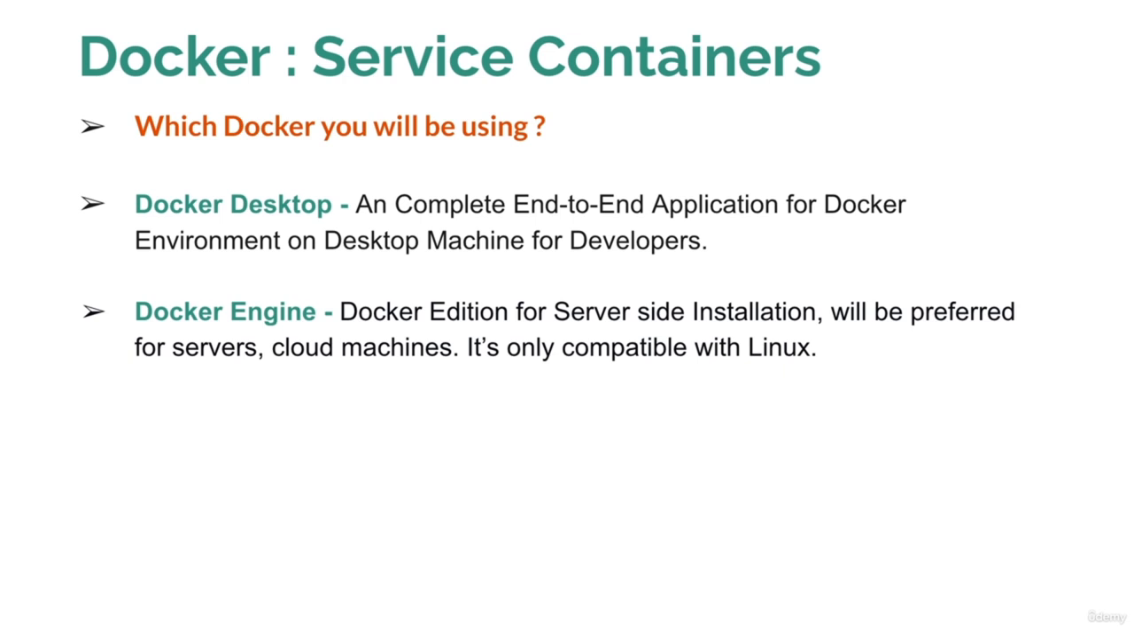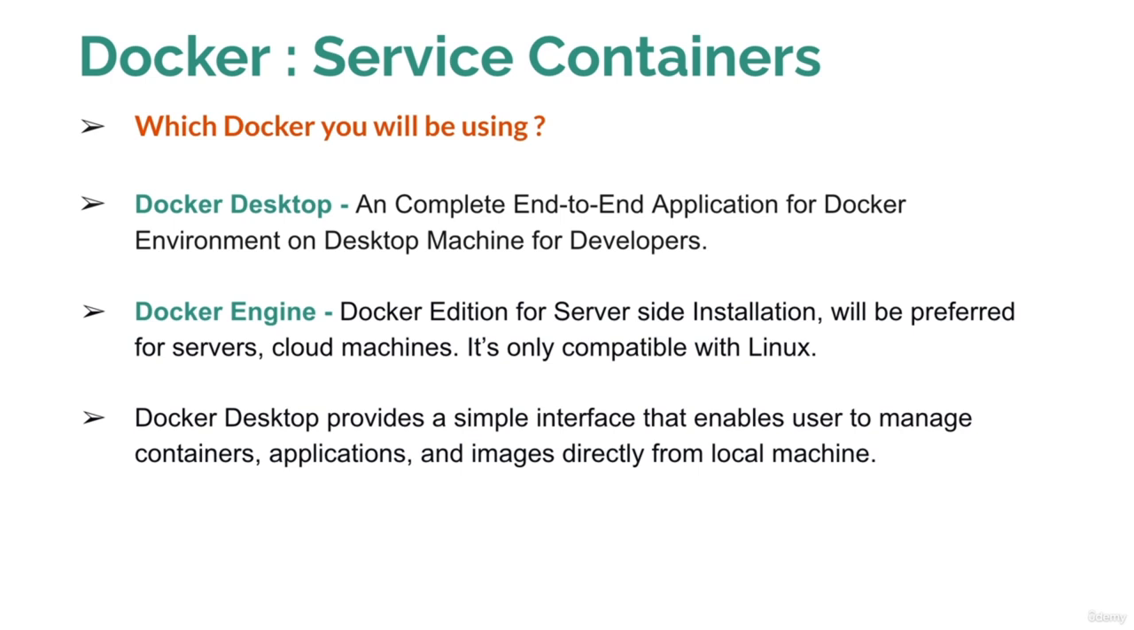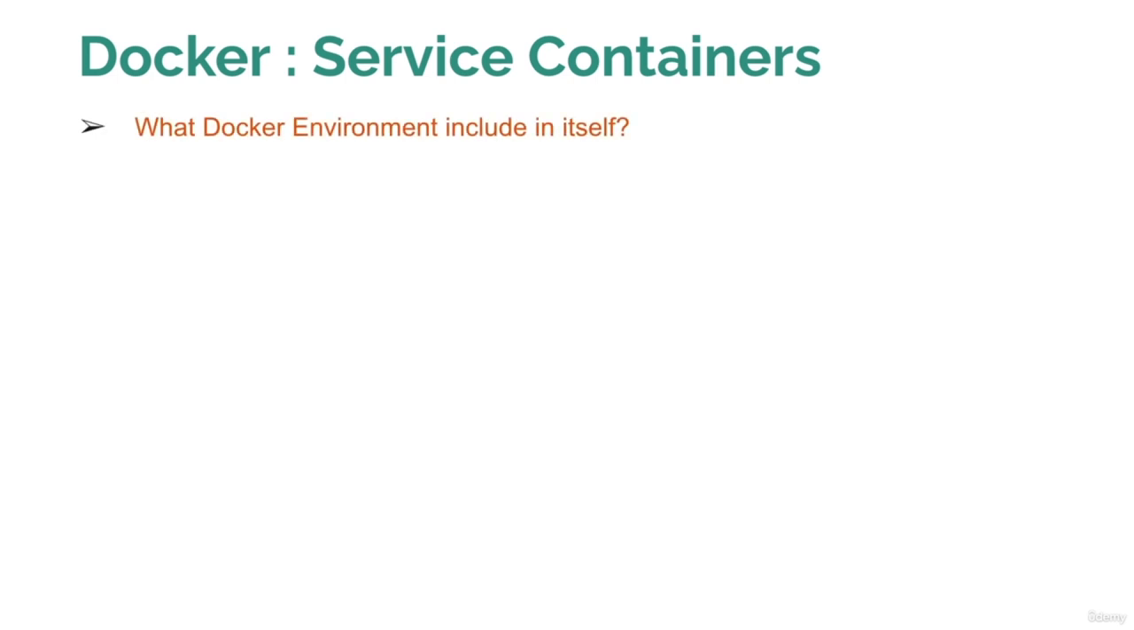As I mentioned, Docker Engine is only compatible with Linux machines, but you will get multiple flavors of Docker Desktop. You can install Docker Desktop on Ubuntu desktop, on Windows, and on macOS as well. Docker Desktop provides a very simple interface that enables users to manage containers, applications, and images directly from the local machine. Because Docker is a very famous tool, you need something which supports developers in developing applications over Docker, a complete end-to-end environment on your local machine. But whenever you want to execute Docker on the server side, you need to use Docker Engine.